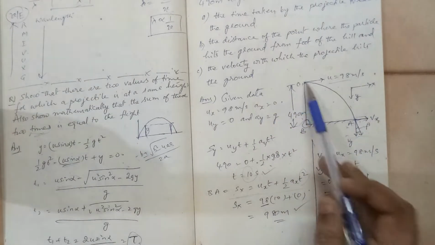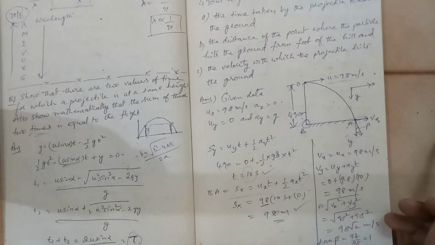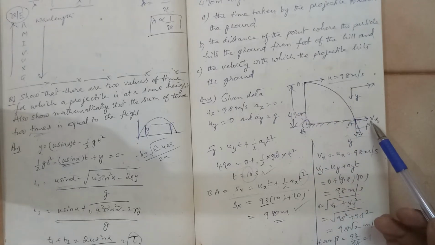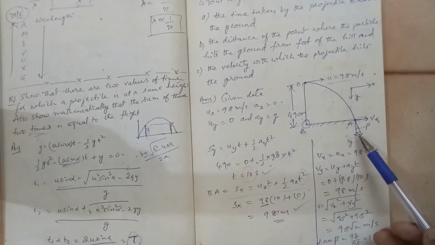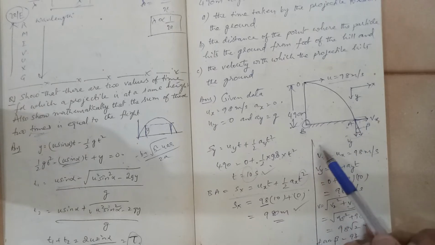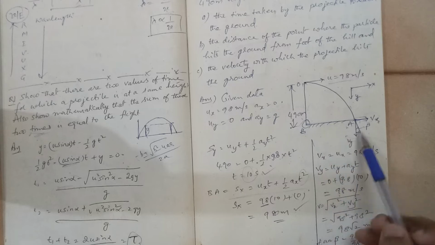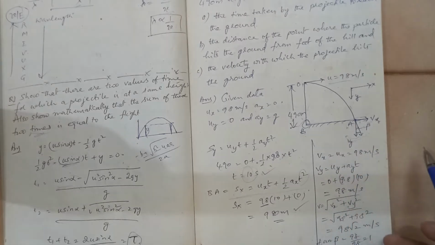Then he is asking you with what velocity it hits the ground. So we have to find the velocity here. The horizontal velocity is the same. Vertical velocity we need to find out. Will there be a vertical velocity? Yes, there will be a vertical velocity. If you know the horizontal velocity and the vertical velocity, you can find the resultant, that is the answer.